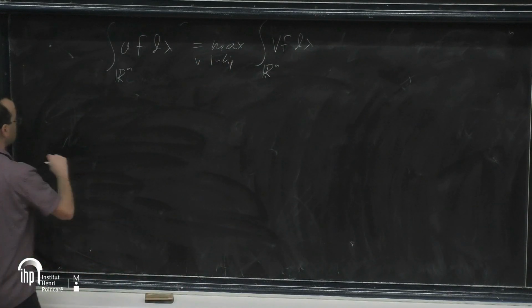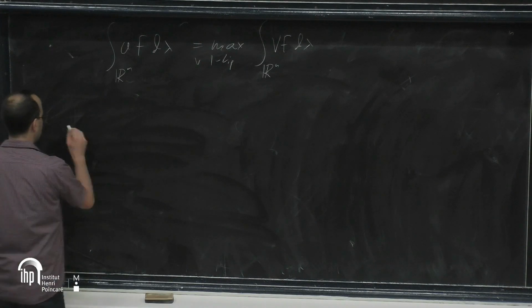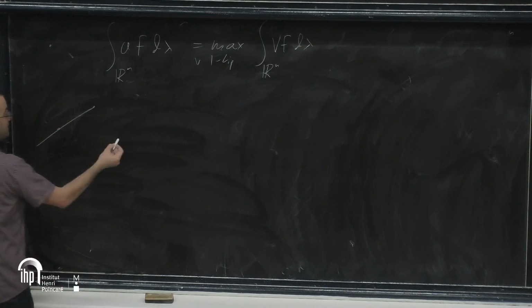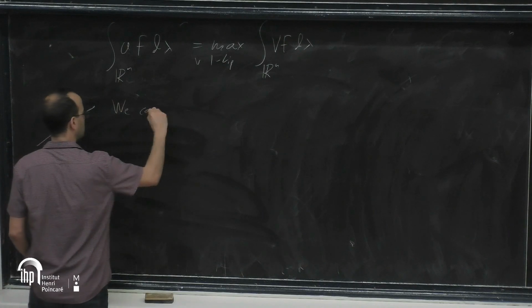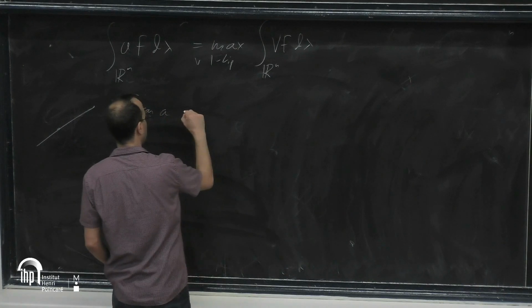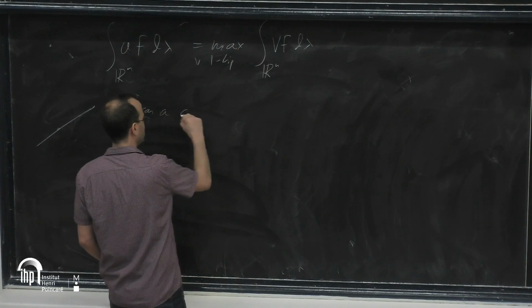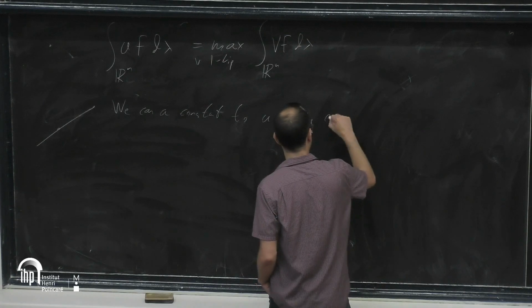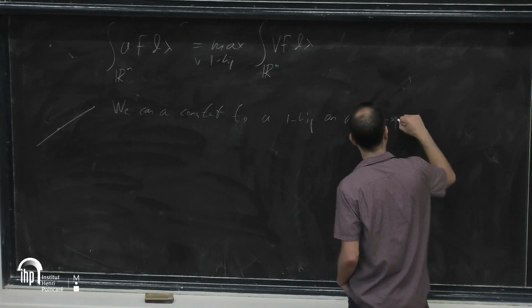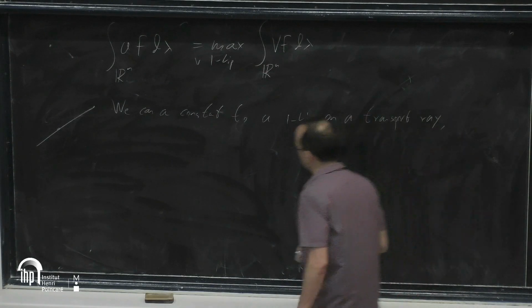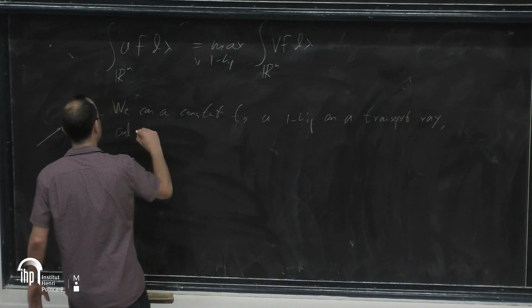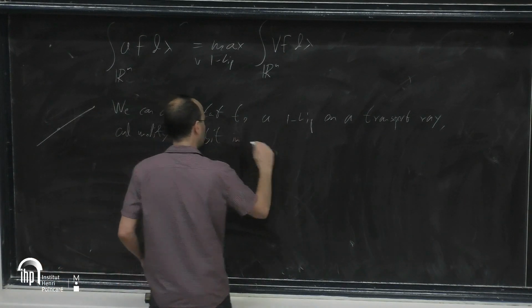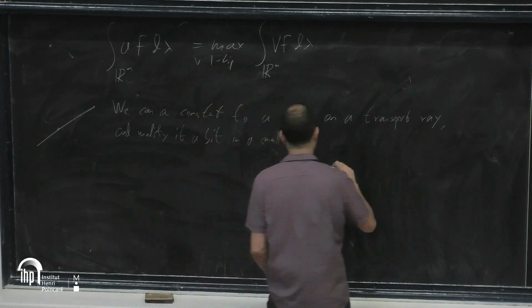Now the question is, what kind of variations can we do to a one-Lipschitz function? And it turns out that if you're on a transport line, it is possible to add a small number, a constant, to a Lipschitz function on a transport ray, and modify it a bit in the immediate neighborhood of the transport ray, keeping it one-Lipschitz.